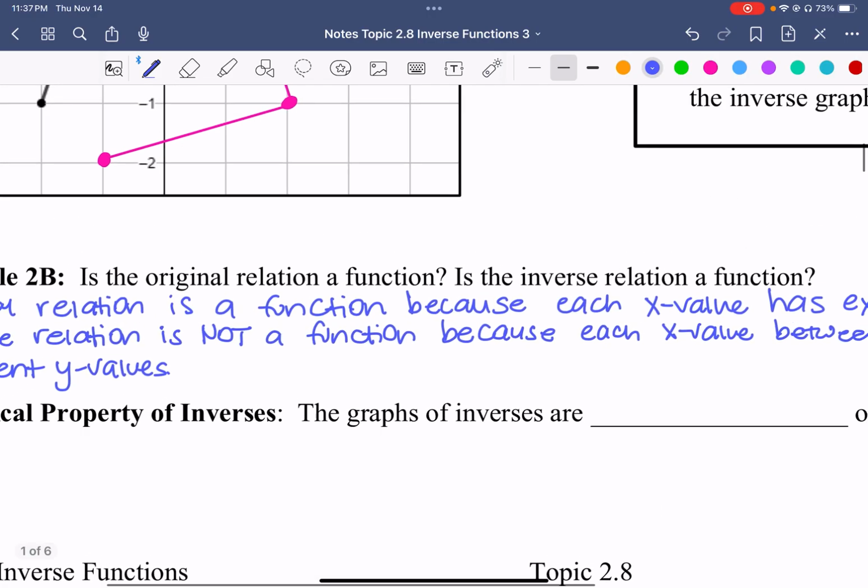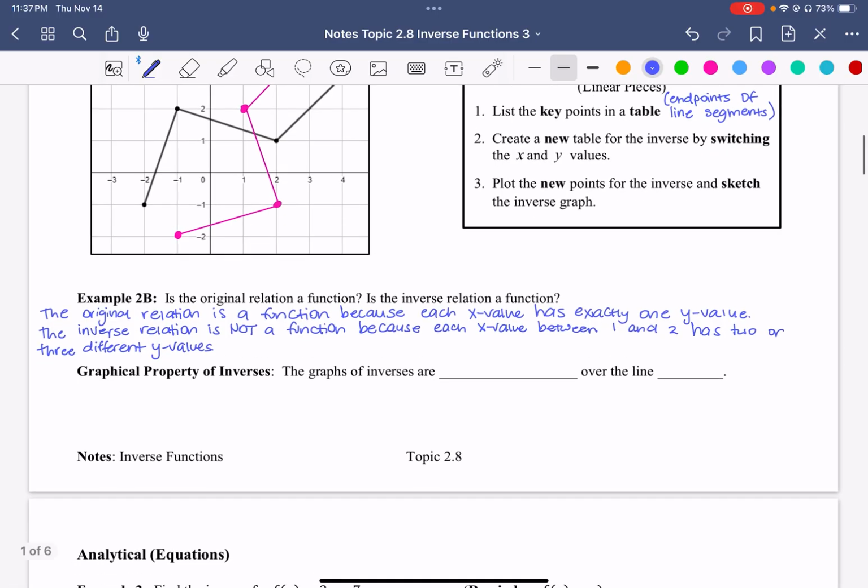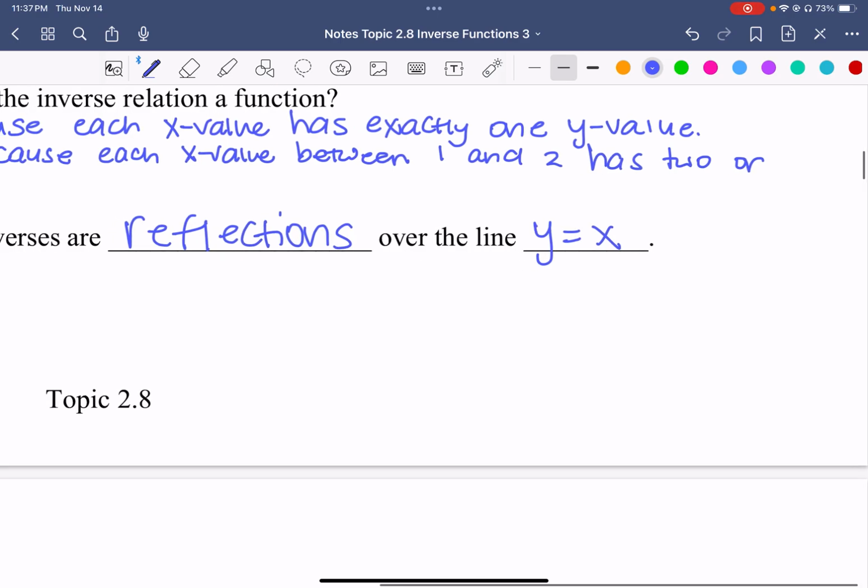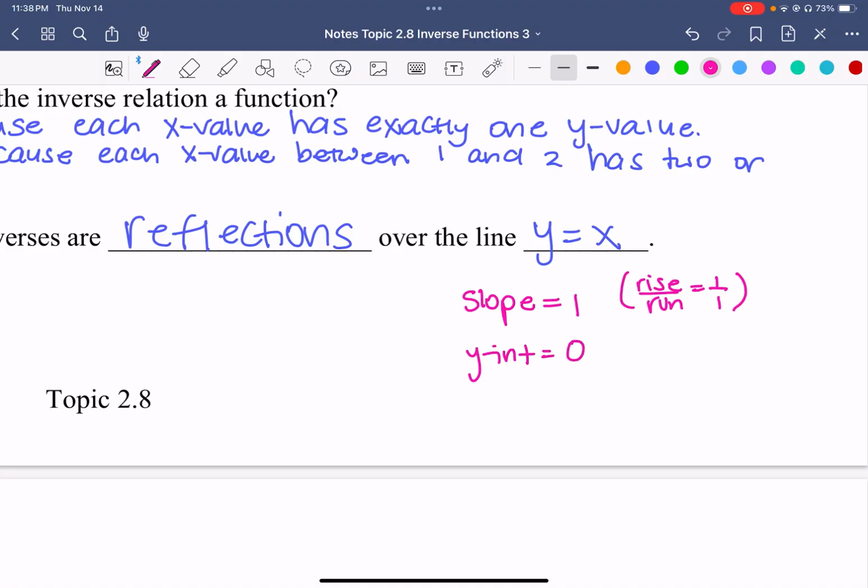Okay. All right. So the graphs of inverses are reflections over the line y equals x. Now, y equals x is a linear equation. Since it does not have a coefficient, that means there is an imaginary 1 in the front. So that means that the slope is 1. When you do your rise over run, you're going to be going up 1 over 1, up 1 over 1. And the y-intercept, since there's nothing there, that means the y-intercept has to be 0.